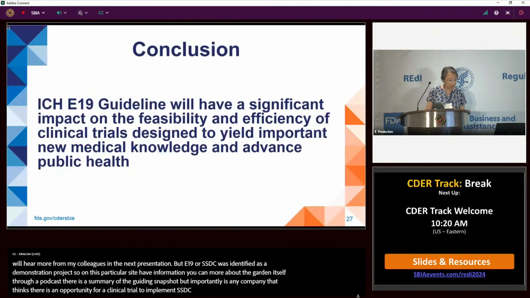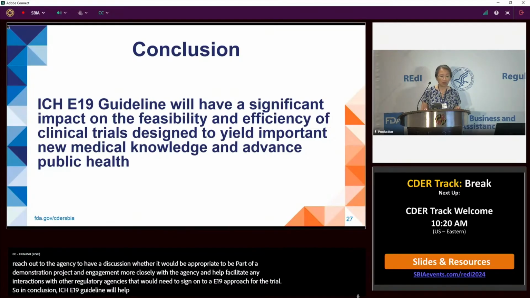So in conclusion, the ICH E19 guideline will have a significant impact on the feasibility and efficiency of clinical trials designed to yield important new medical knowledge and advance public health.